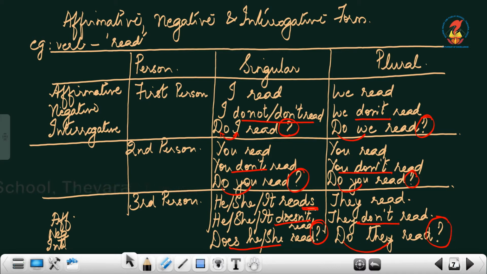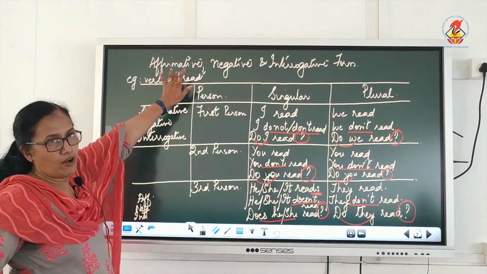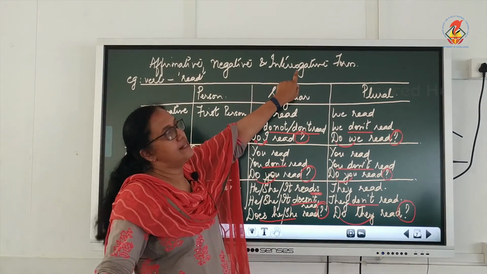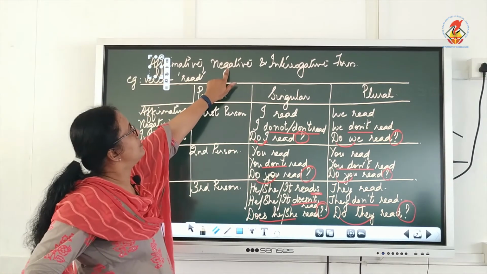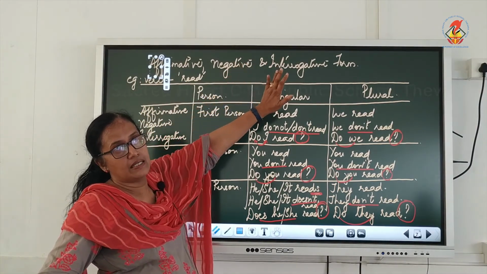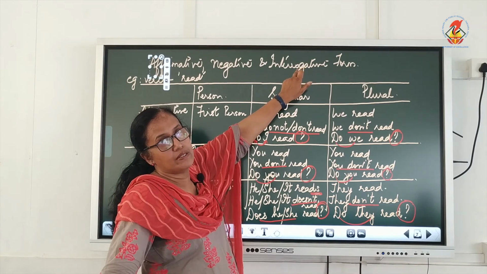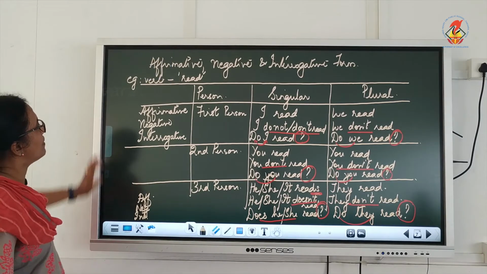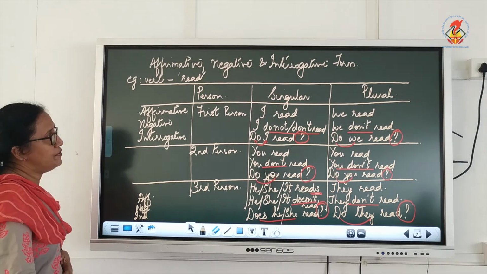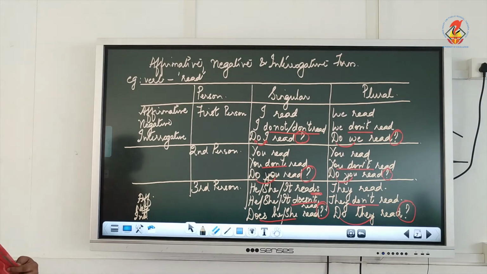Now here, how can you express your simple present tense in an affirmative form, in the negative form, and in the interrogative form? Affirmative means a positive statement. Negative is usually a statement which consists of the word no or not. And interrogative is where you have to have the question mark. You are asking for something which needs a reply. Now here, I have put it in a tabular form so that at a glance you will be able to identify how you can express it.